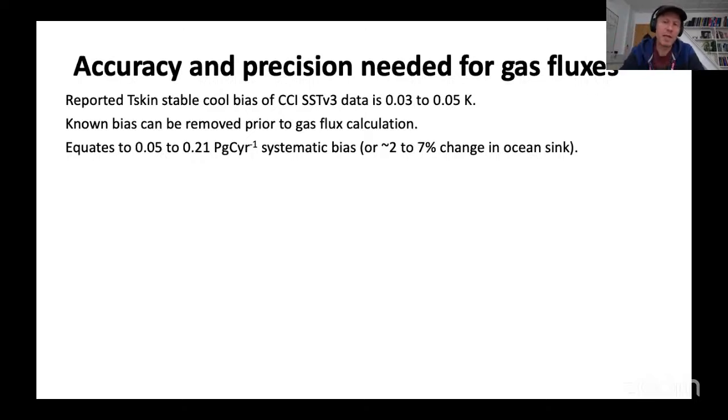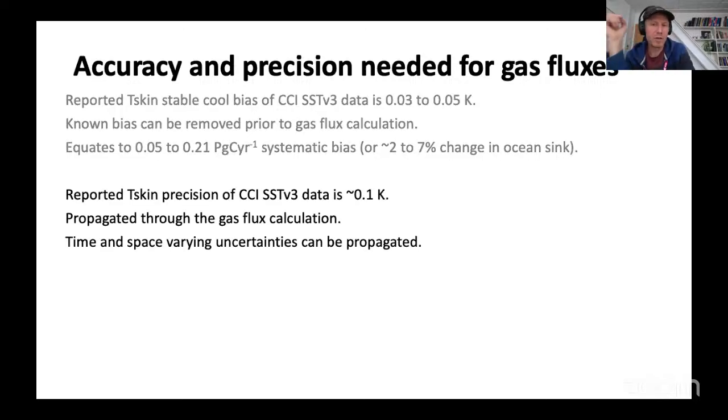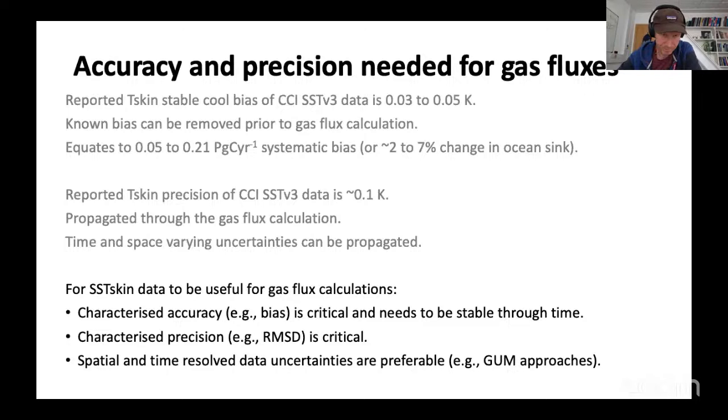But if you don't know it, it can alter your global net flux by up to 7%. So it's quite a big issue, even though that is a relatively small bias from a sea surface temperature community point of view. It has a relatively large impact on the gas fluxes. Similarly, for T-skin, the precision for the CCI dataset is quoted as being about 0.1 Kelvin. And again, if this is known, it could be propagated through the gas flux calculations, and ideally with information on time and space varying uncertainties that can also be propagated through, and that is beneficial.